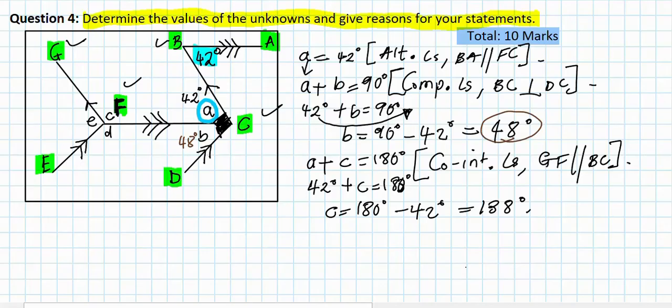138 degrees. So I'll just write it down there in case I need it for some reason. So let's say 138 degrees right there. What else can I look for? Let's say D. I see that I have co-interior angles staring at me. So let's use that.